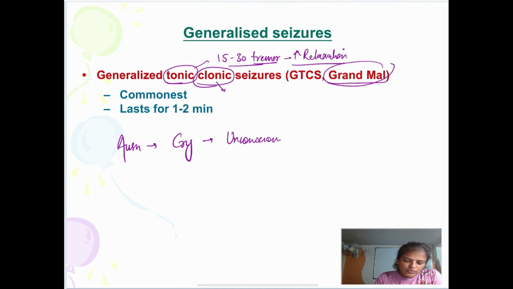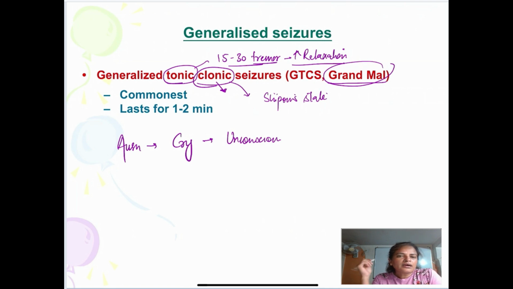Here the whole body muscles will be completely relaxed, and after that the patient will go into a stupor state or into deep sleep, you can say. So what else can happen? Tongue or cheek may be bitten. Respiration may stop, and cyanosis may develop in generalized tonic-clonic seizure. Involuntary micturition and defecation can happen. The whole thing lasts only 1 to 2 minutes.